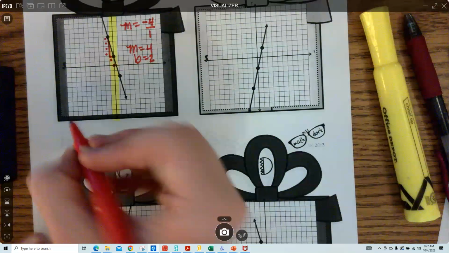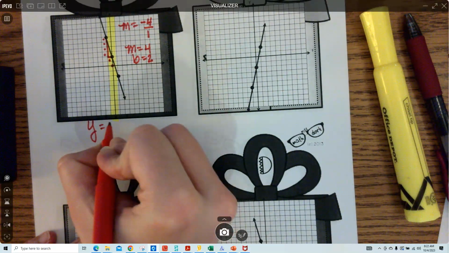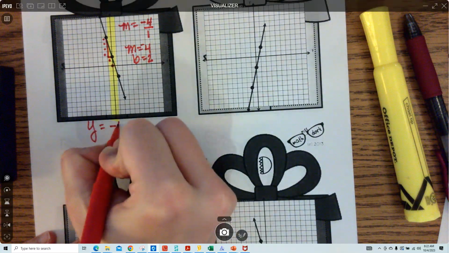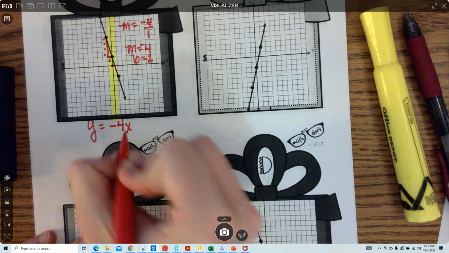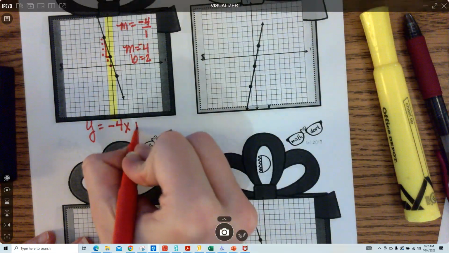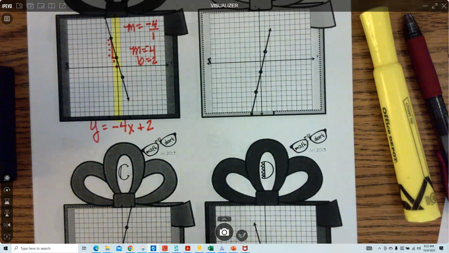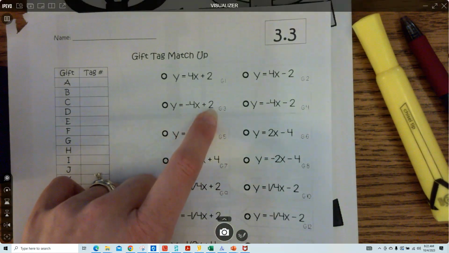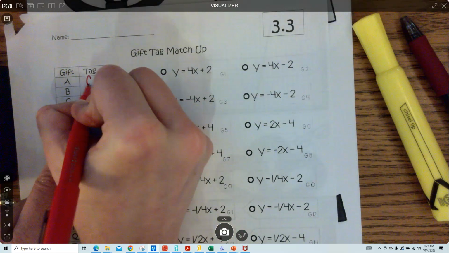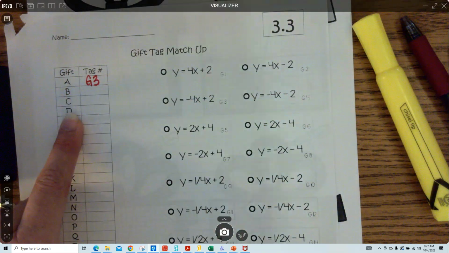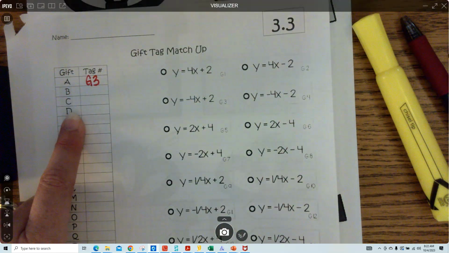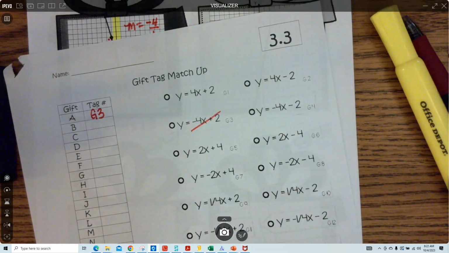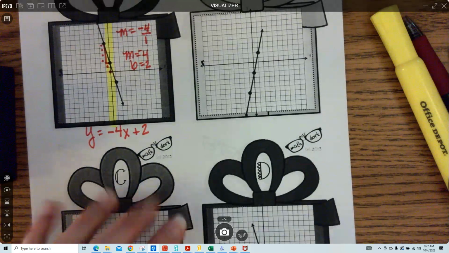So my equation is going to be y equals m, that should be a -4. -4, tack on the x, y-intercept is +2. So I'm looking for -4x plus 2. That's right here. It's G3. So next to A, I'm going to write G3. And then once you use it, it's done. You're not going to use it again.